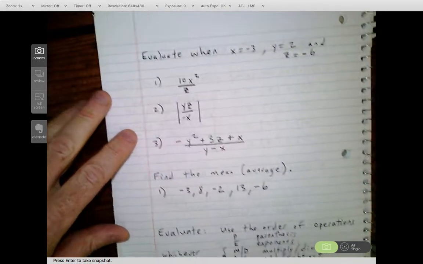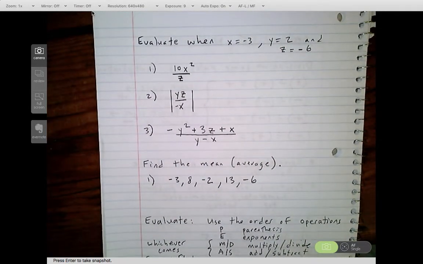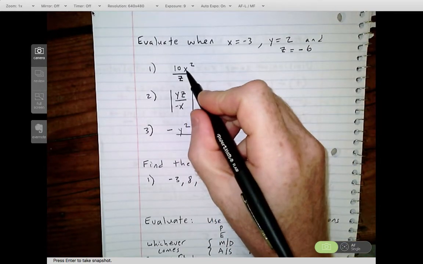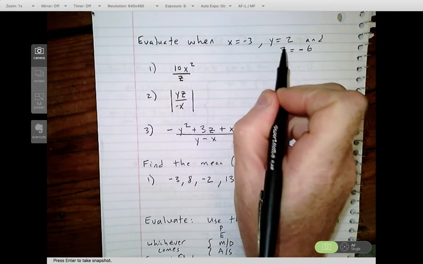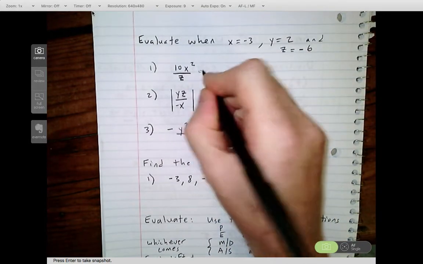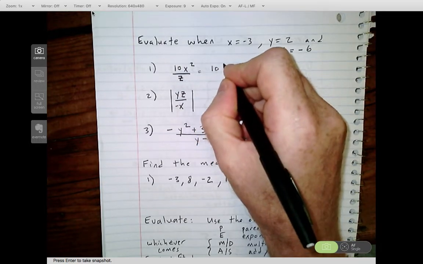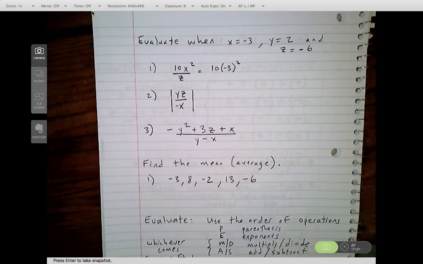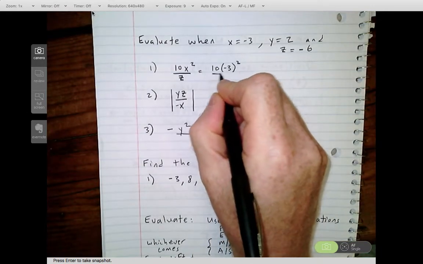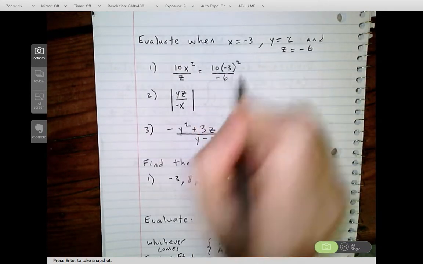We're going to do some evaluating with variables where we have to plug in. Okay, so here's the first one. It's 10x squared divided by z. And so we're going to plug in our numbers for x and z in this case. So x is negative 3. So use parentheses with the exponent, or else you might get your signs wrong. And when I put z down here, I have a negative 6.